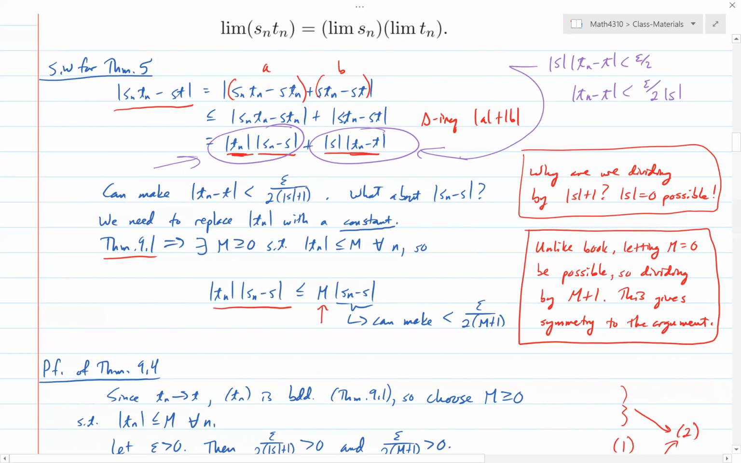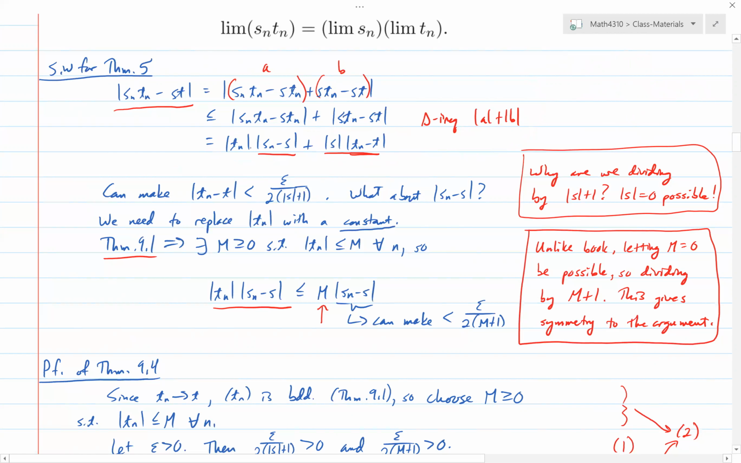So one thing you can do is take the absolute value of S and add 1 to it. And if I take epsilon over 2 times that in the denominator, then I know I'm not dividing by 0. And if I multiply by the absolute value of S on this side, for instance, then this would still be less than epsilon over 2. So it's just this technical detail, and I really try to emphasize that. You don't want to divide by 0. And we basically did the same thing for this other term as well.